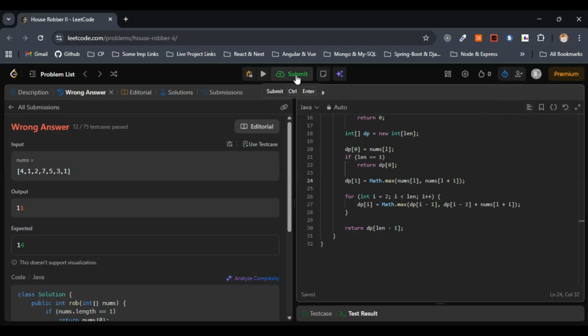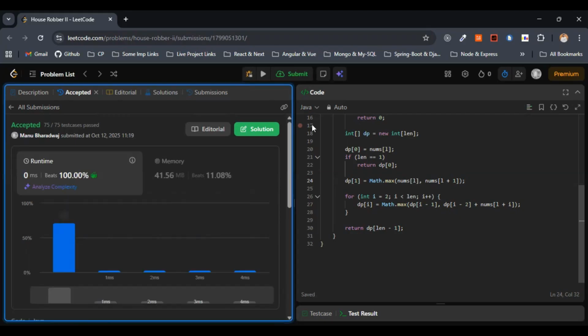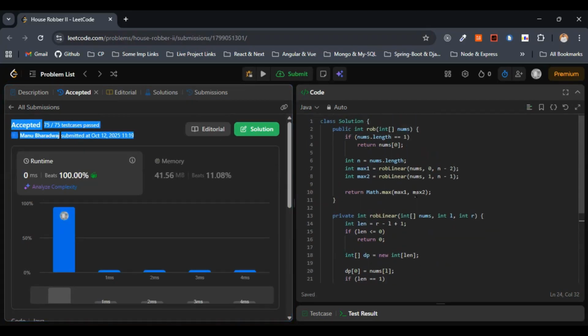Let me format this again and hit the submit button directly this time. So this time it has to work. Let's see. Yeah, all the test cases are getting passed. So the code that we have written works absolutely correctly. This is pure 1D DP.